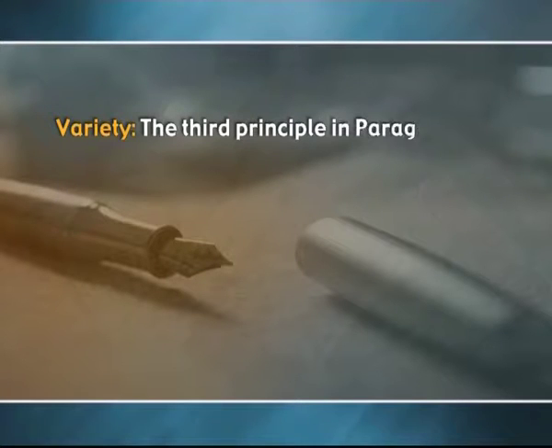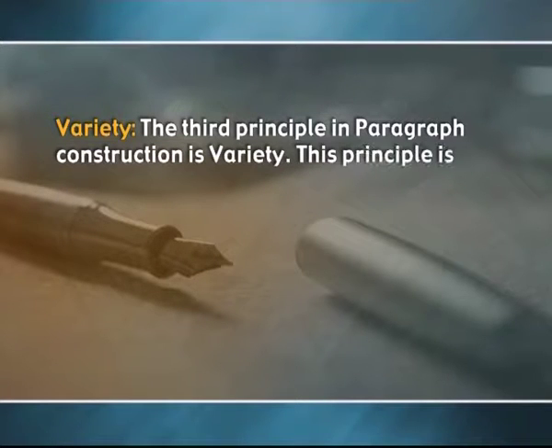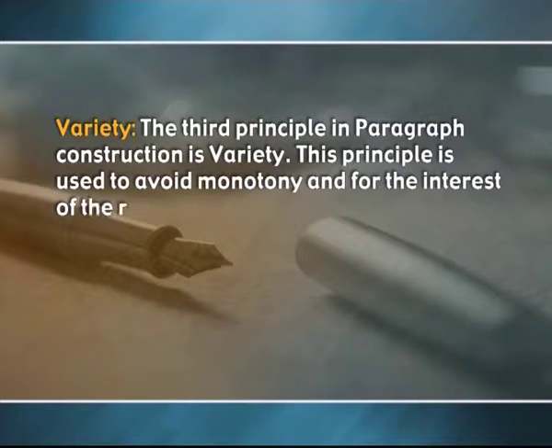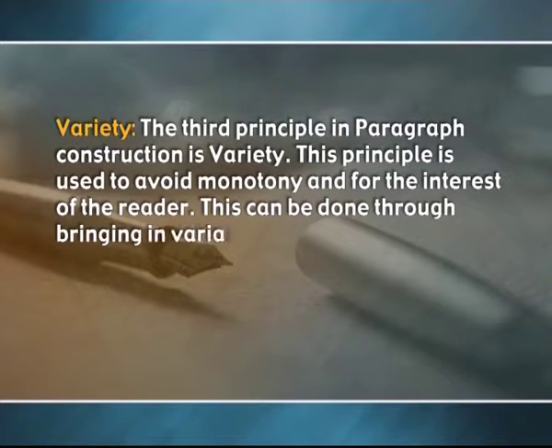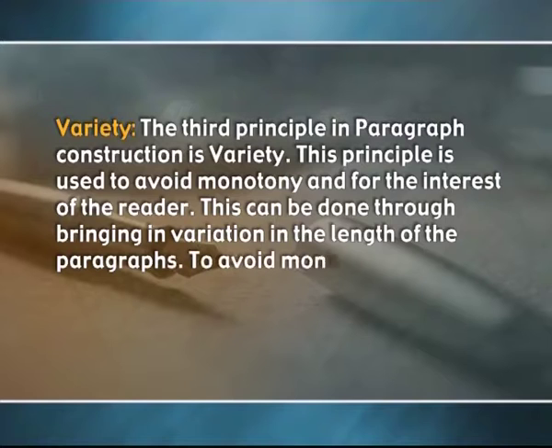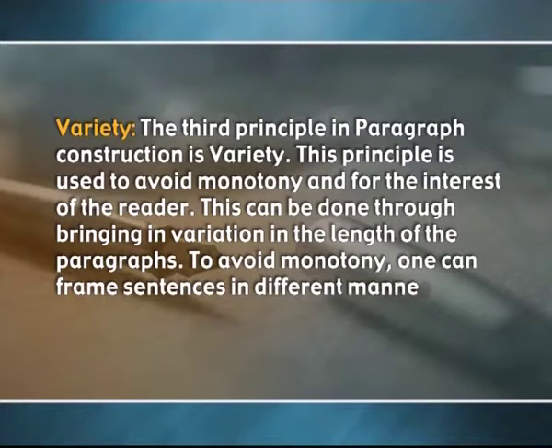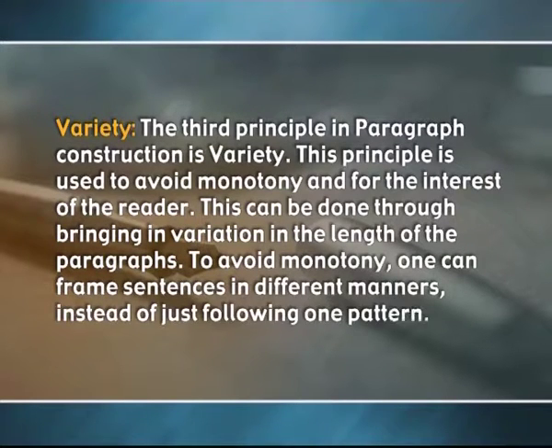Variety. The third principle in paragraph construction is variety. This principle is used to avoid monotony and for the interest of the reader. This can be done through bringing in variation in the length of the paragraphs. To avoid monotony, one can frame sentences in different manners instead of just following one pattern.